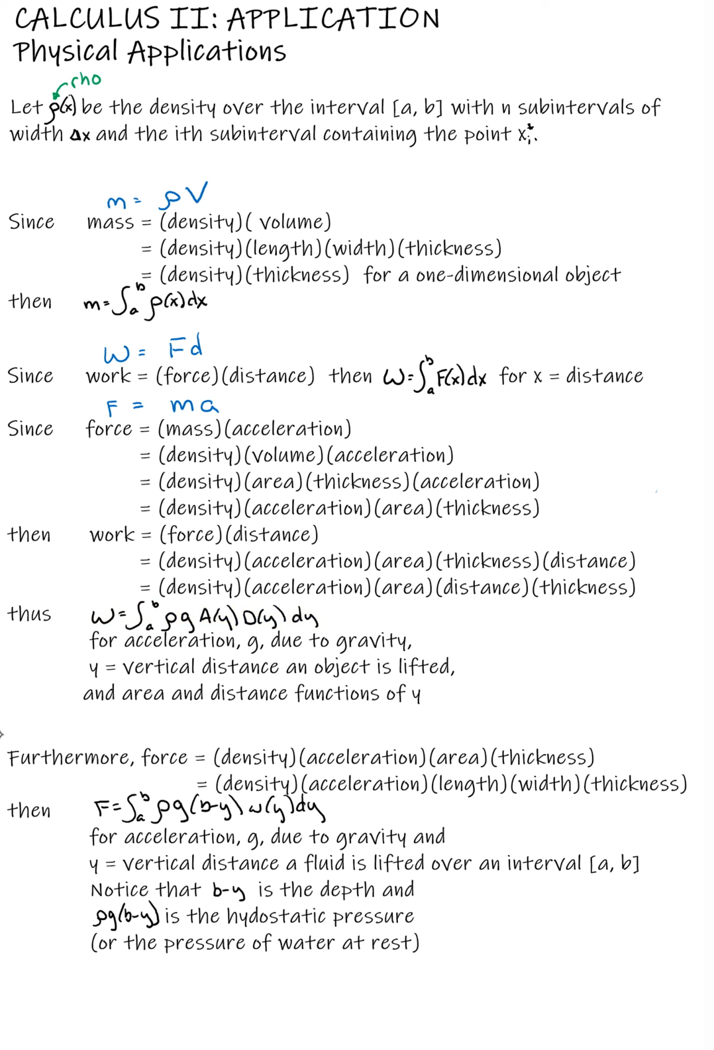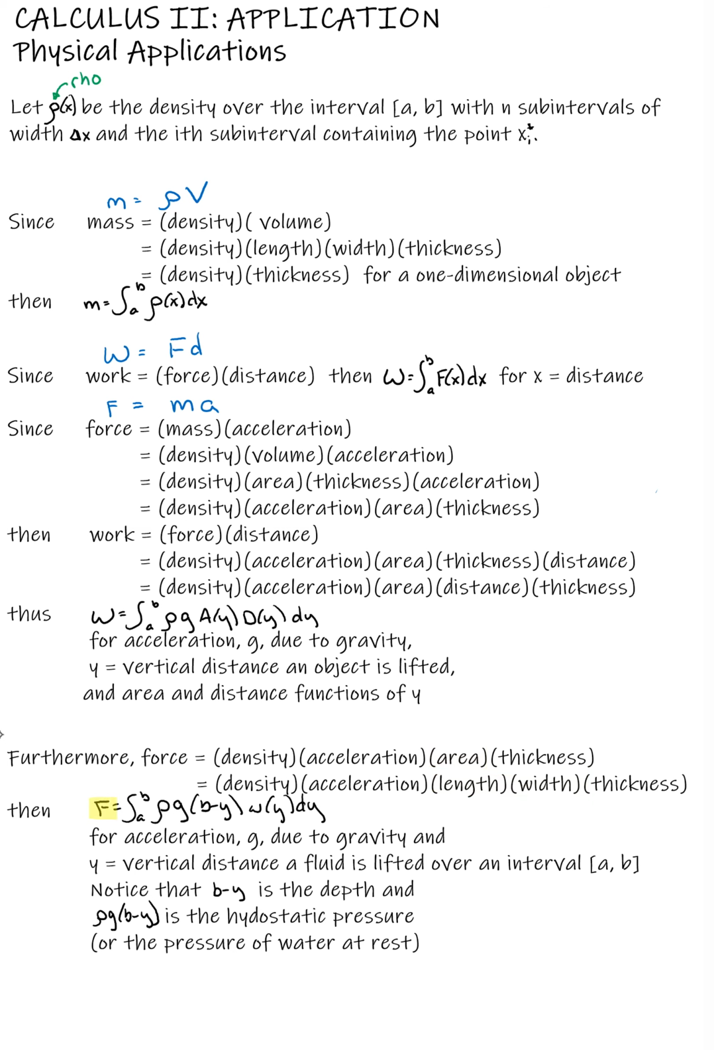There you go. There's our formula for work. And then here at the end, finally, our force. Force, we saw up here, is equal to density times acceleration times area times thickness. And I've just reiterated that here. Force is density, acceleration, area, thickness. But then area, in a rectangular sense, is length times width. And that's all we need in order to get our force equation.